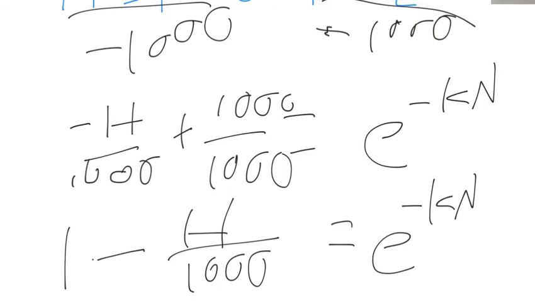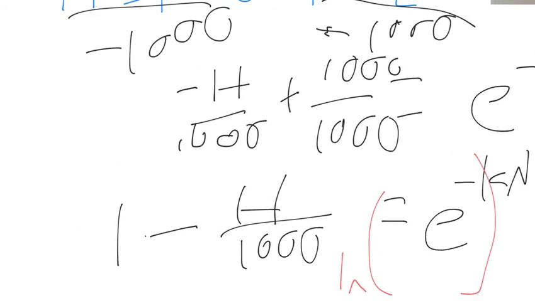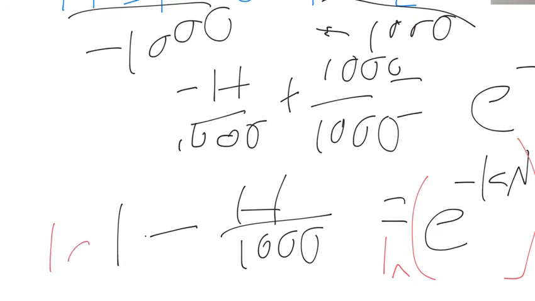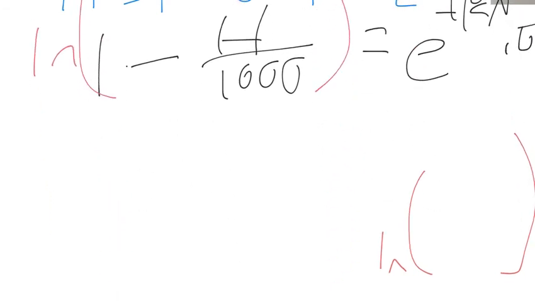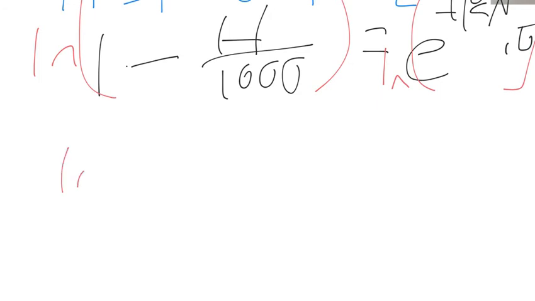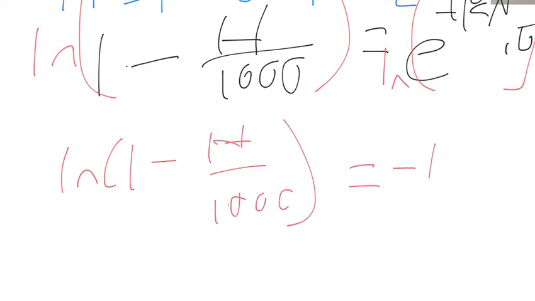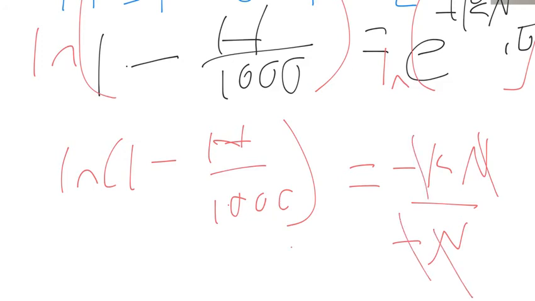Now to get the k, since that's what we're looking for out of the exponent, you have to do natural log of both sides. Do natural log of the left-hand side too. And that should give you ln of 1 minus h over 1,000 equals negative k times n. Now to solve for k, you would divide by negative n, because that would cancel out both the n and the negative.